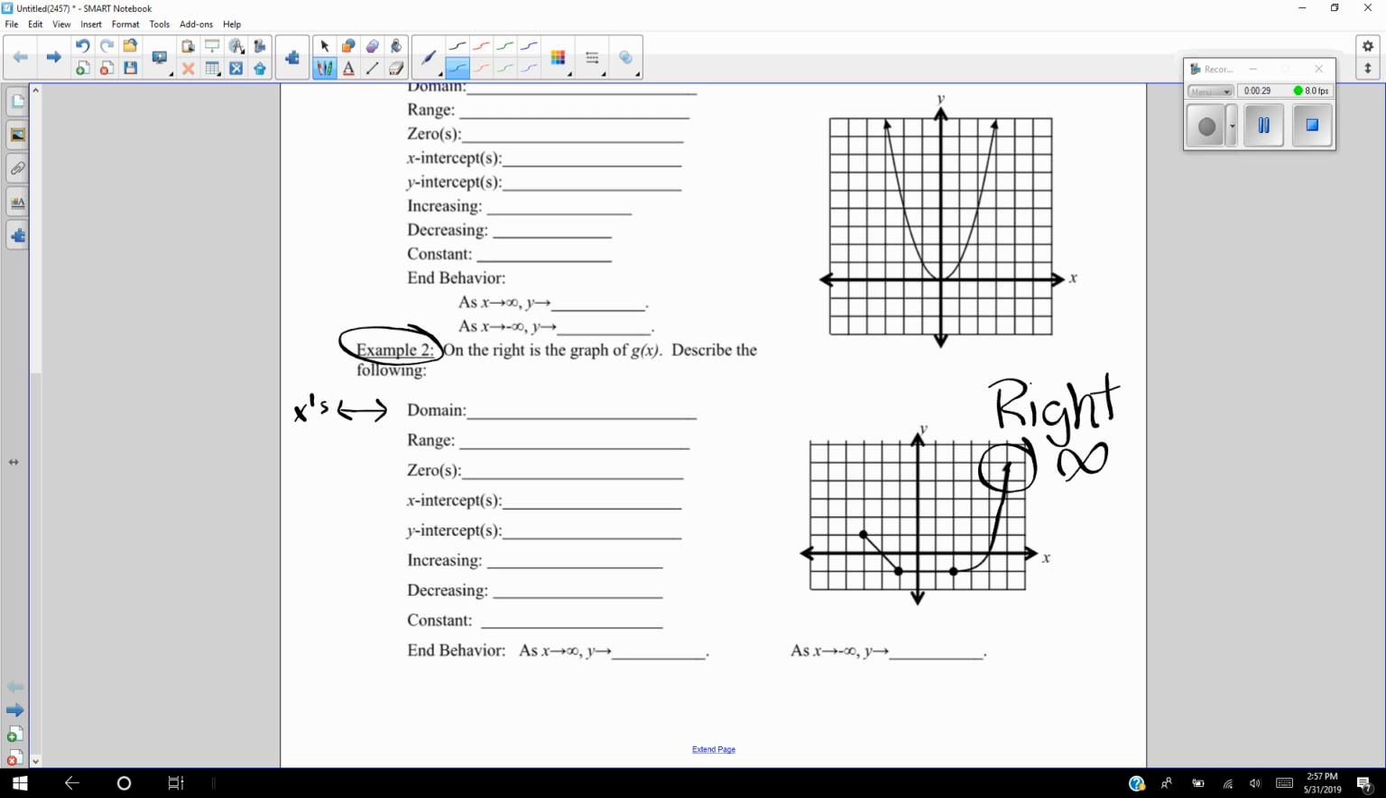And as we move to the left, this graph stops going left right here at this point. And in our domain, we're concerned about the x value, so that leftmost x value is at -3. So the domain goes from -3 to infinity.